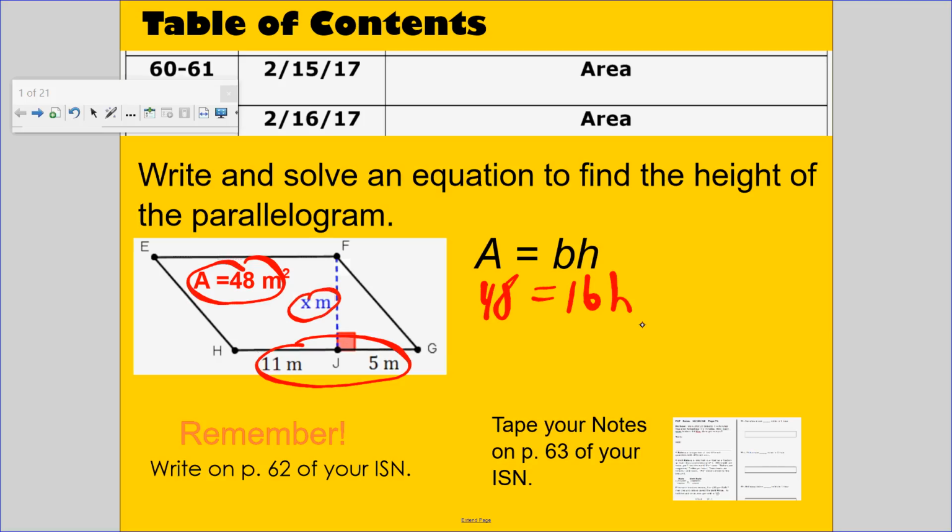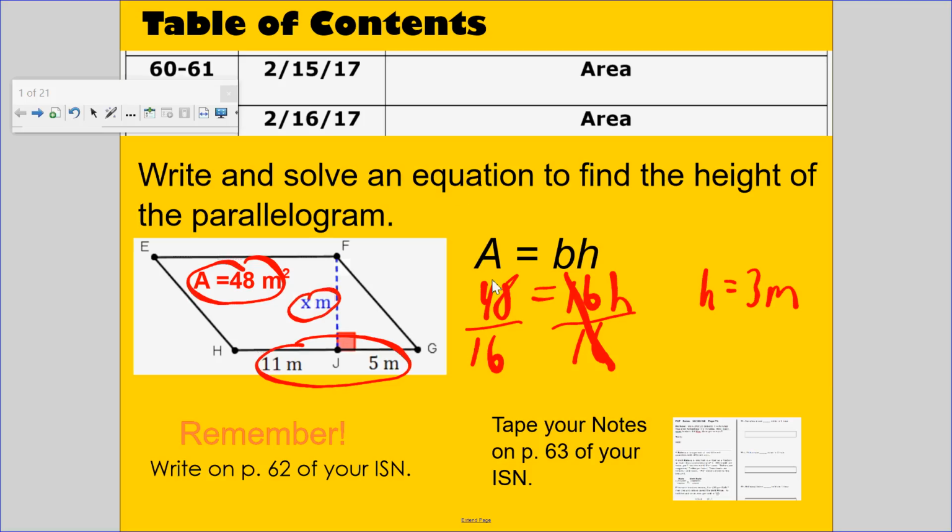We don't know the height. Again, how do you solve an equation? We need to isolate the variable h. To isolate this variable h, we need to do the inverse operation. What's the inverse of multiply? Divide. We balance it on the other side. This cancels. So 48 divided by 16 is 3. Height equals 3 meters. And to check our work, 16 times 3 is 48 square meters.